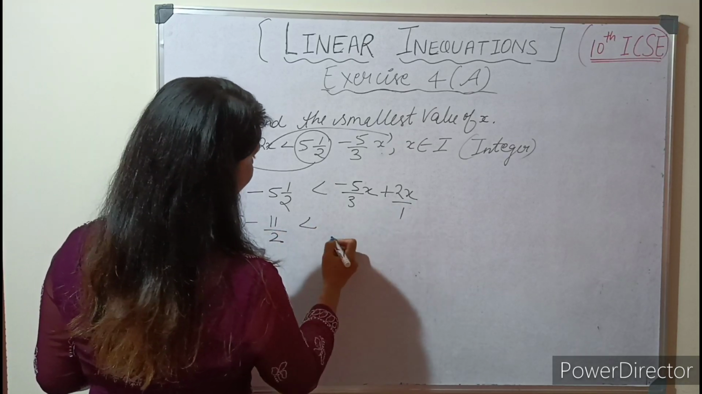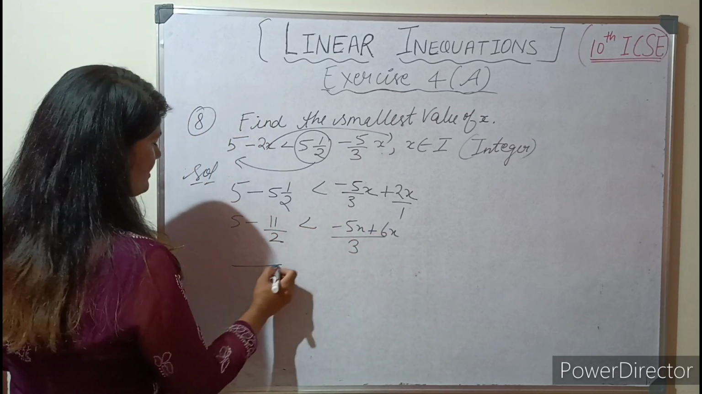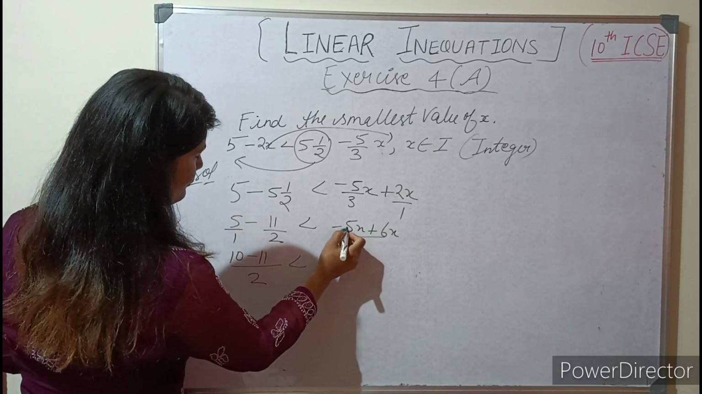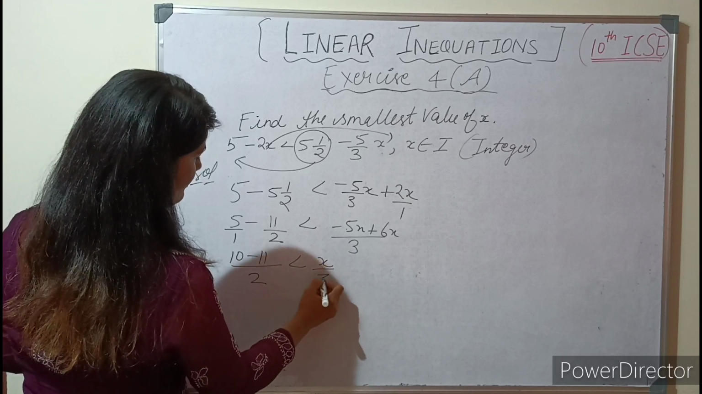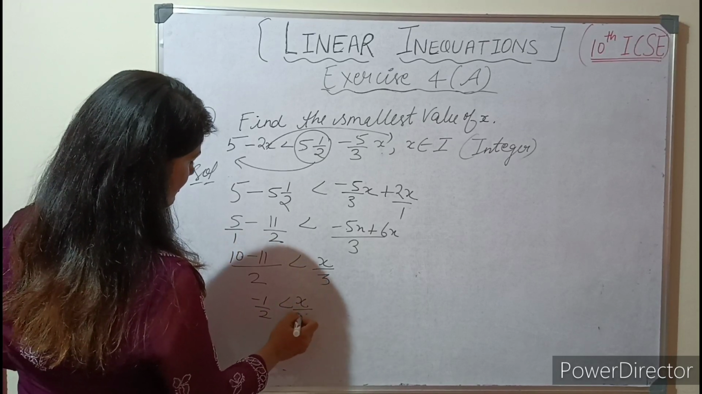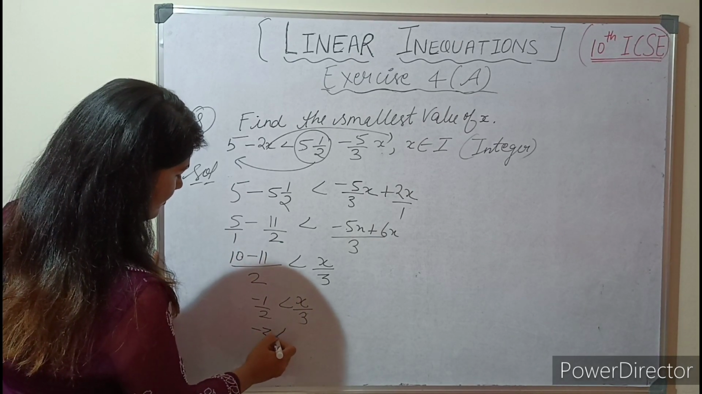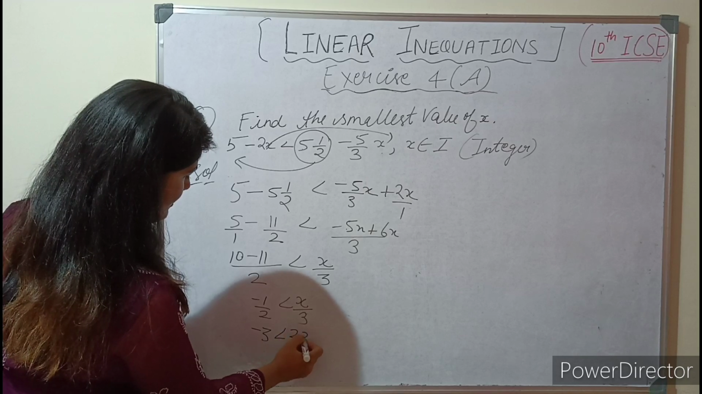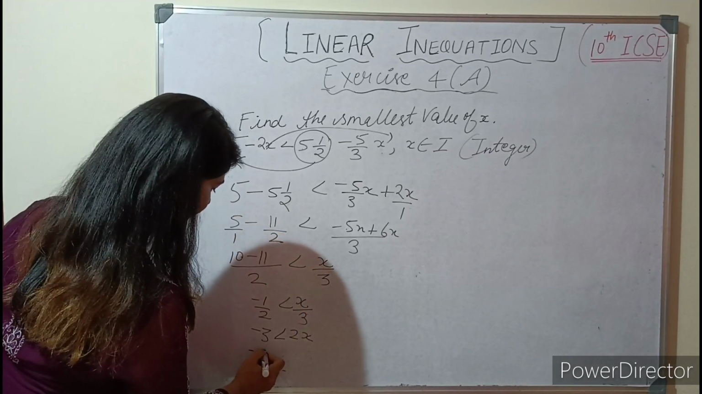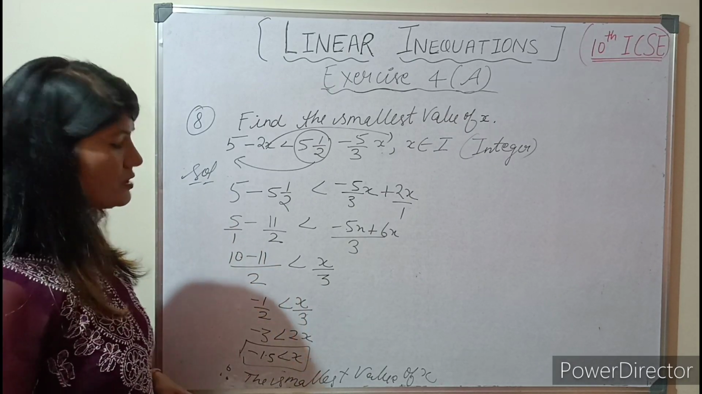And here you need to find out the LCM. LCM is 3. This is 5x plus 6x. Again in this case we need to find out the LCM, and this is 10 minus 11. So minus 5 plus 6 is 1. So this is x by 3, and 10 minus 11 is minus 1 by 2, x by 3. So after this you will do the cross multiplication. So you got minus 3 is less than 2x. So here you will divide minus 3 by 2, and you will get the answer as minus 1.5. So here the value of x is more than minus 1.5.